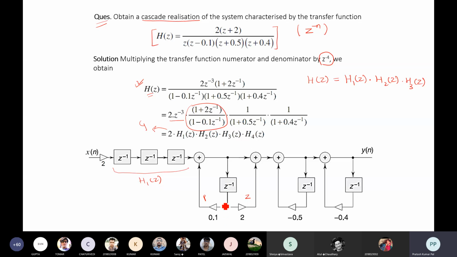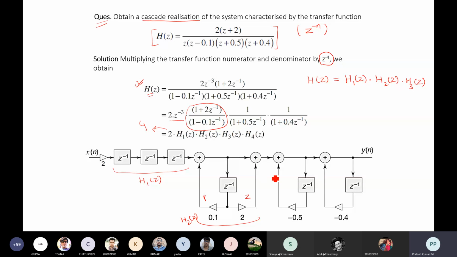Coefficient. And similarly in case of zeros, after the delay element we will be multiplying by the constants and then an adder. So this is the realization of h2 of z. Similarly for h3 of z, there are no zeros, only poles are there.